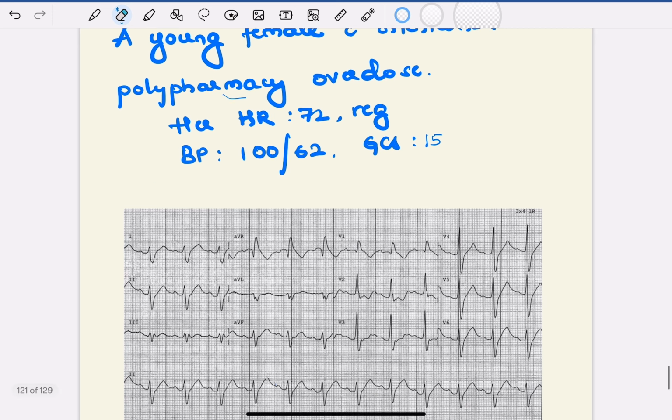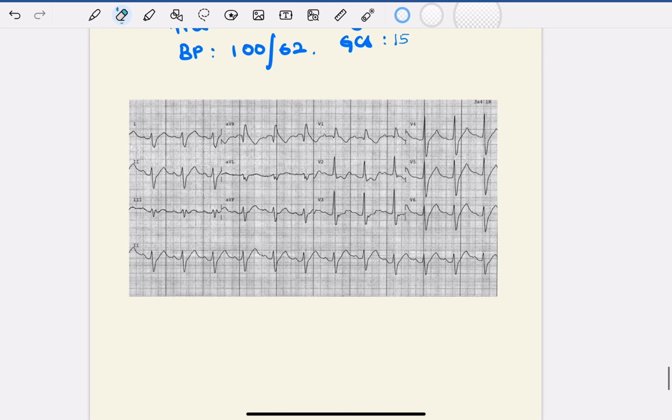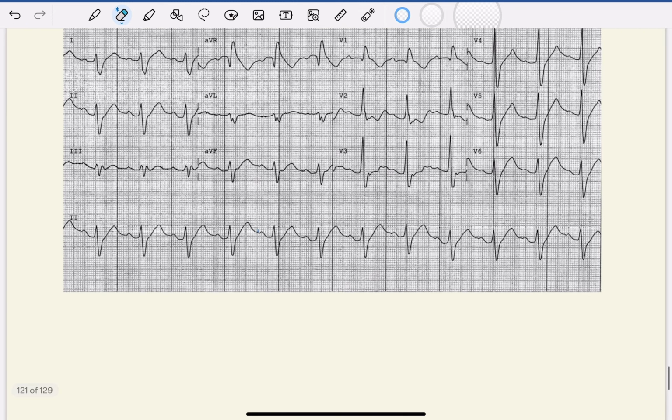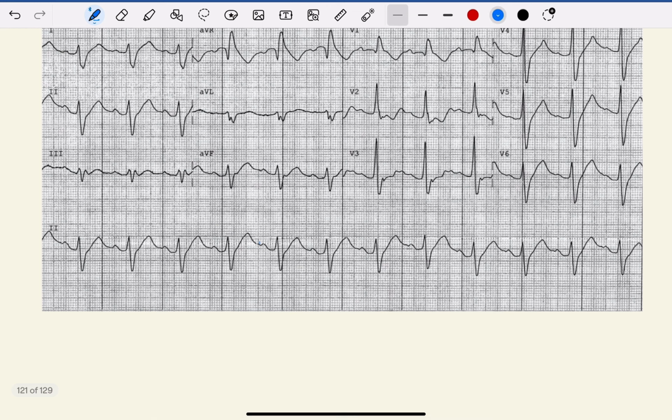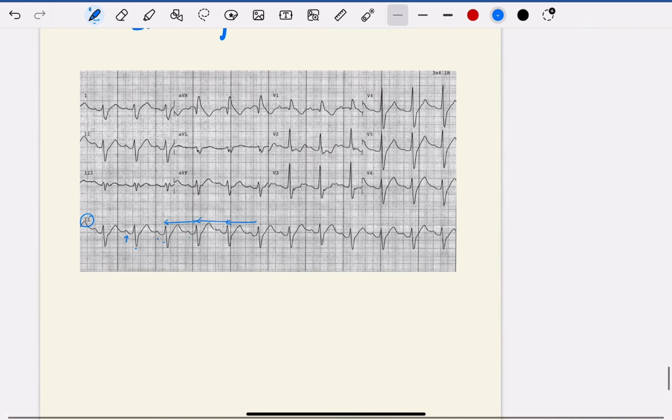As usual, we'll start with rhythm, rate, and axis. Let's calculate the rhythm of this ECG. For that, you have to look at lead 2. There are P waves, every P wave followed by QRS. All the P waves look similar, which means the origin of the P waves is one and only one, that is the sinus node in this case. Next, look at the RR interval. It is regular. So the given ECG is in sinus rhythm.